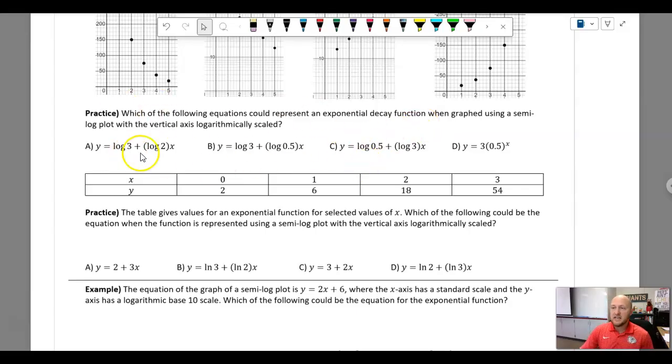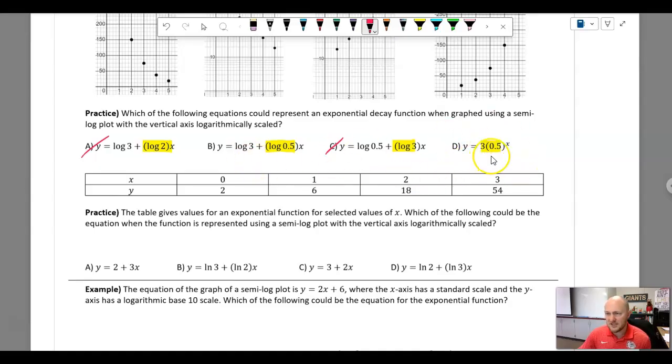Okay, they give a logarithmically scaled function, and so it's important to note exponential decay is going to come from a base that is between 0 and 1. So when we're looking at really this portion, I'm looking at the slope that's attached to an x, because that's going to be the base. So I'm not going to choose A, because 2, that's bigger than 1. That would be exponential growth. And I'm not going to choose C, because again, 3, that's bigger than 1. So it really comes down to B and D.